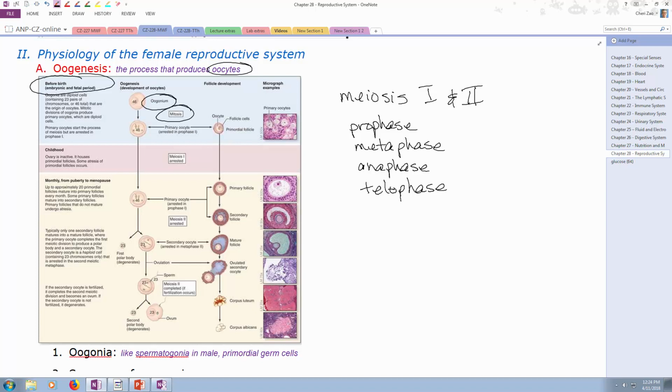And in this process, what's really interesting is this is where we'll have, in meiosis 1, what's called reduction of chromosome sets, in 1. And in 2, we will have equatorial division.